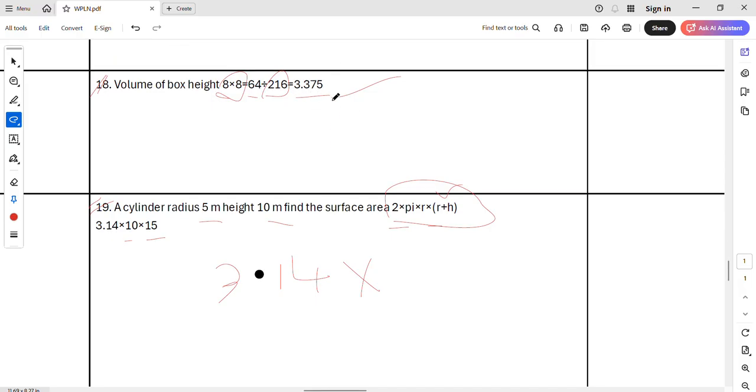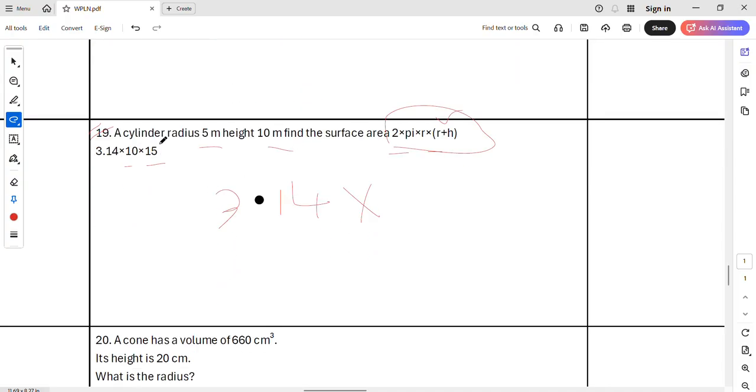Okay, next question: a cylinder radius is 5 meter, height 10 meter, find the surface area. So what is that? It is 2 times pi times radius times radius plus height, we have to do the addition.